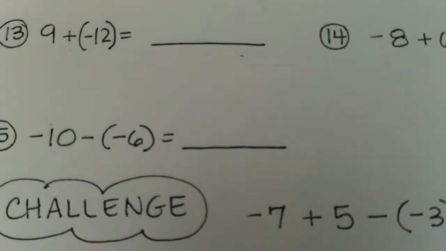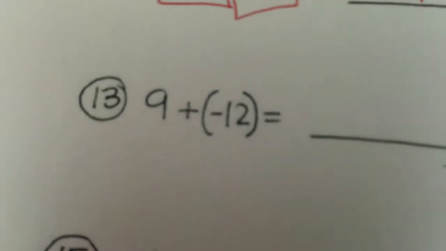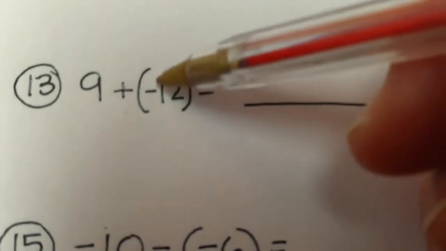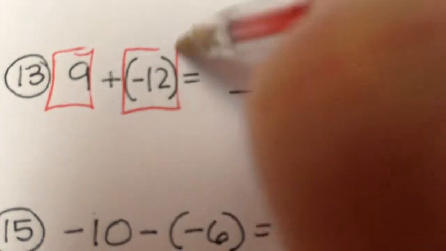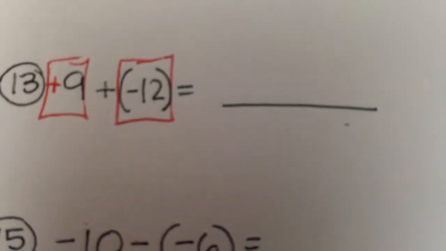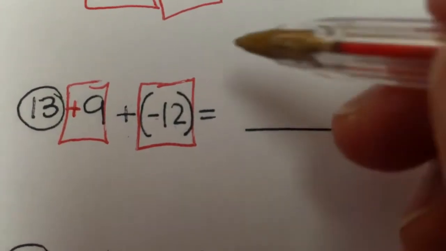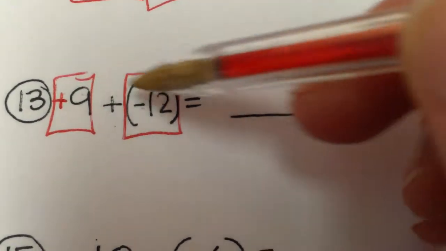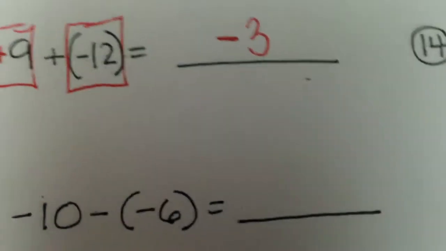And I apologize, I skipped number 13 and 15 on this side. So coming back to 13 and 15, looking at number 13, we have 9 plus negative 12. There are no double negatives, so we simply box our integers. 9 has no sign with it, so we understand that there is a positive sign with that. So now we have a positive and a negative, which are opposite signs. Opposite signs subtract. 12 minus 9 is 3. Looking for the larger digit, 12 is larger with a negative sign with it, so our answer gets a negative sign.